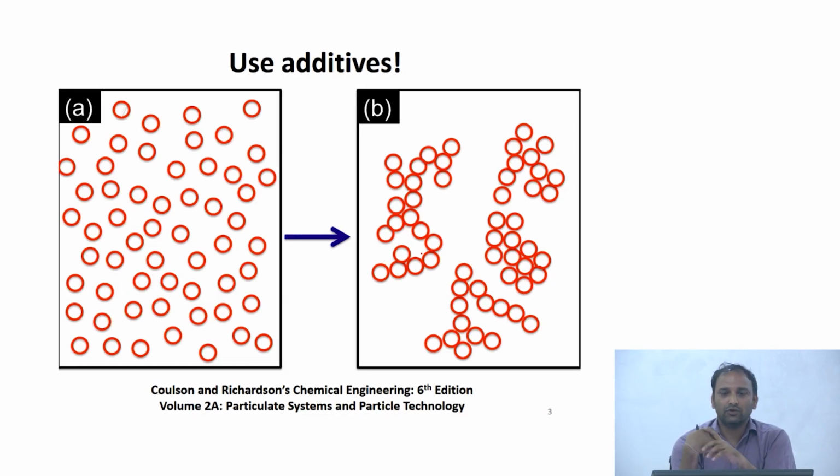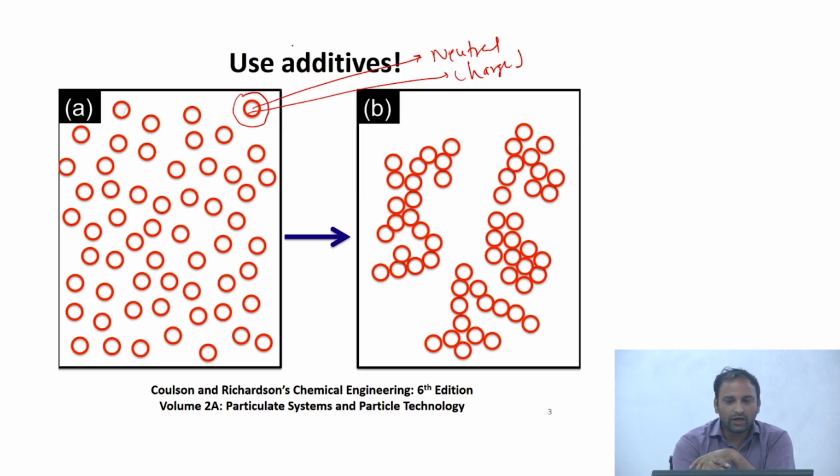But it turns out that the kind of additives that you're going to use depends on a lot of factors. It depends on the type of particle that you have in the dispersion, whether the particles are, say, neutral, or whether the particles are charged. Basically, the characteristics of the particles become important.